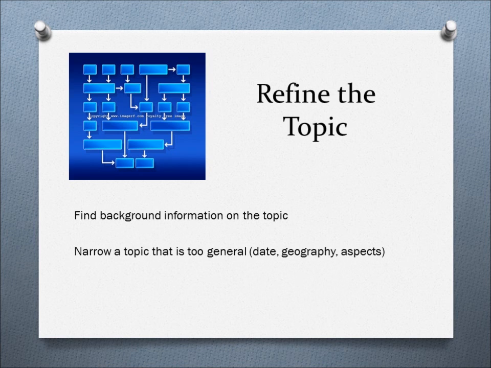Narrow a topic that is too general. For example, the topic the Civil Rights Movement is too broad. The Civil Rights Movement in Texas is more manageable. Focus on a specific aspect or concept that you want to address. For example, aromatherapy is one aspect of the broader topic alternative medicine.